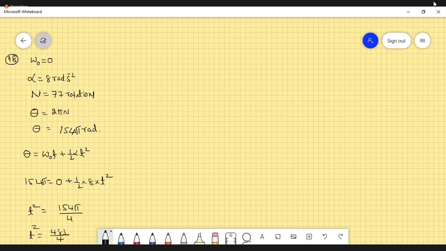483.54 divided by 4 is approximately 120. So t equals root 120, which is approximately 11. Understand?